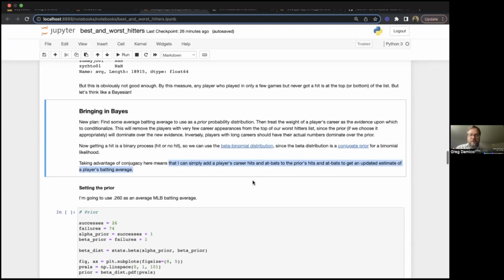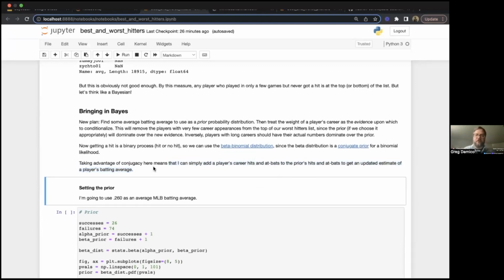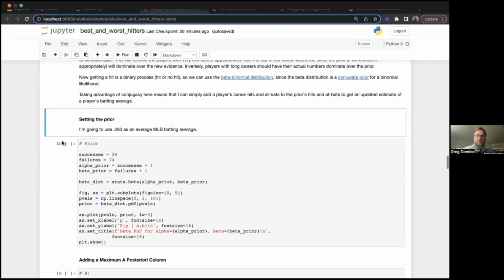So all I have to do is take the player's existing hits and at-bats, figure out what my prior is going to be, add that to all of my players, and I will therefore have posterior calculations for all of my players.